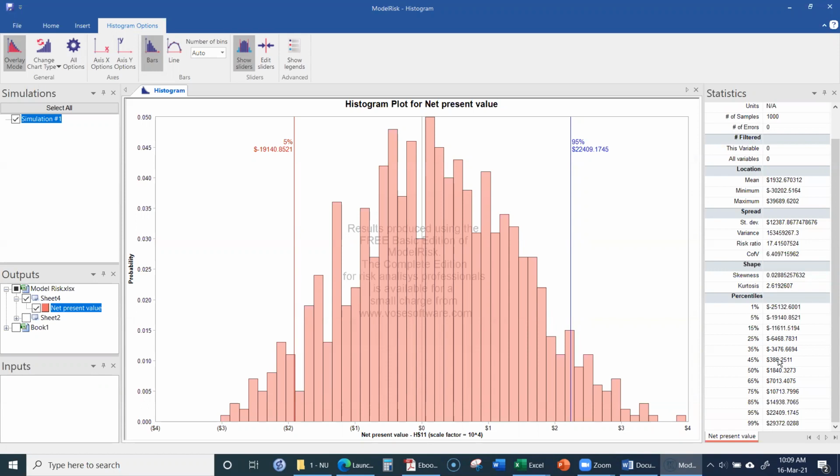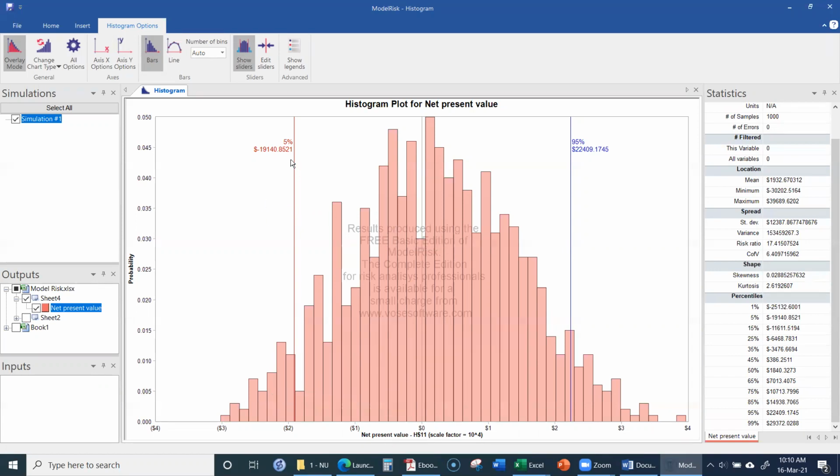Minus 3,000 to plus $386 over here. So this means that there is almost a 40% chance that the project will have a negative cash flow value. We can also see this from here in this histogram.